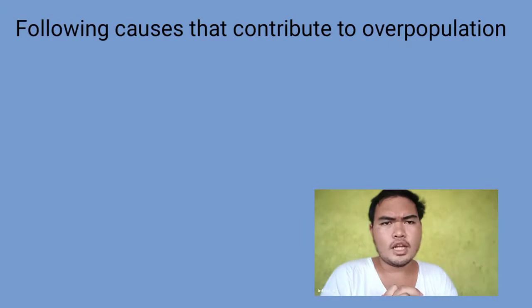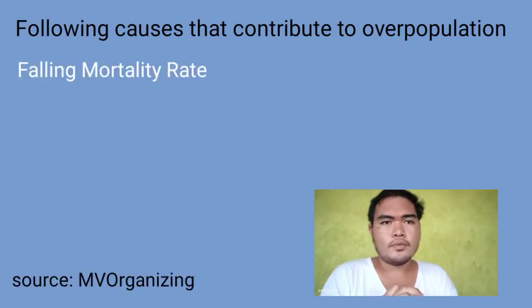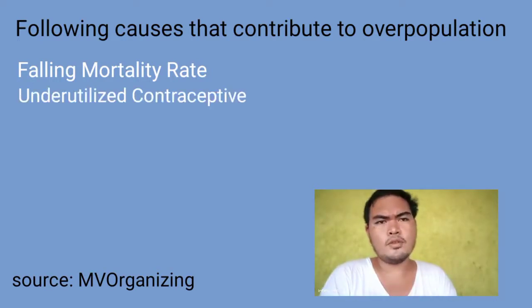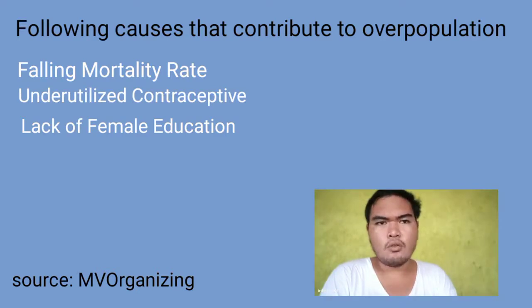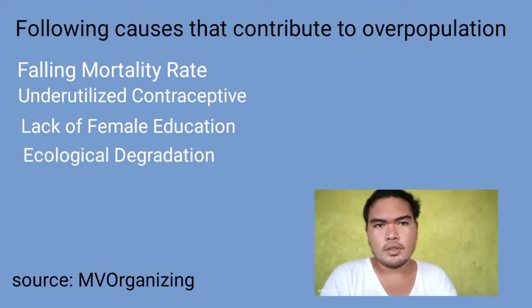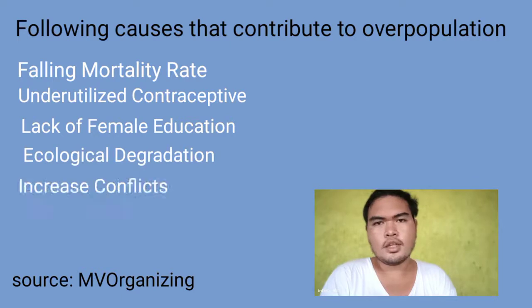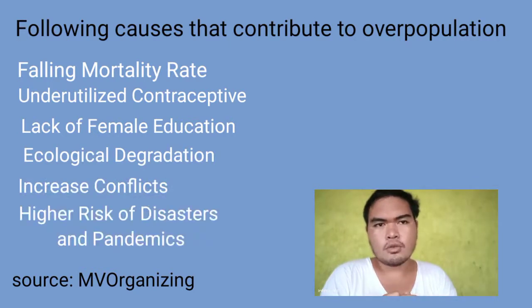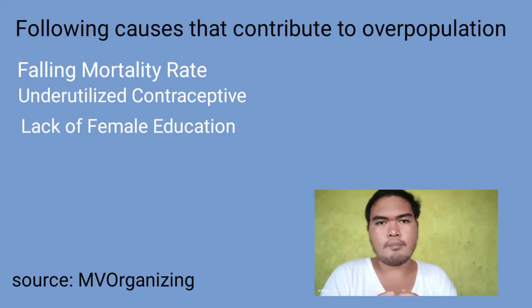Overpopulation. What are the causes of overpopulation? Here are the following: falling mortality rate, that's probably the main reason; underutilized contraception, lack of female education, ecological degradation, increased conflicts, higher risk of disasters and pandemics, like COVID right now.